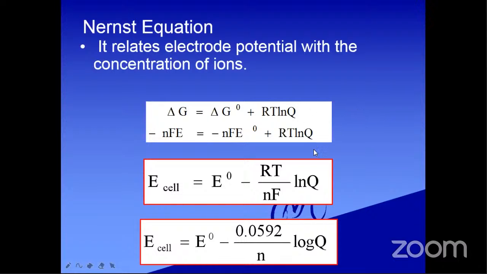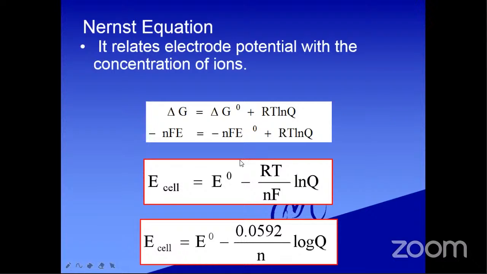For example, this is equation 1 and this is equation 2. I am dividing the total equation by minus nF. So minus nF, minus nF, minus nF get cancelled. So E cell, or E, is equal to E naught minus RT by nF ln Q, because we are dividing by minus nF.